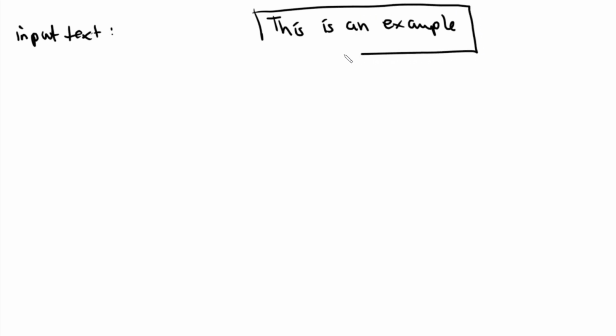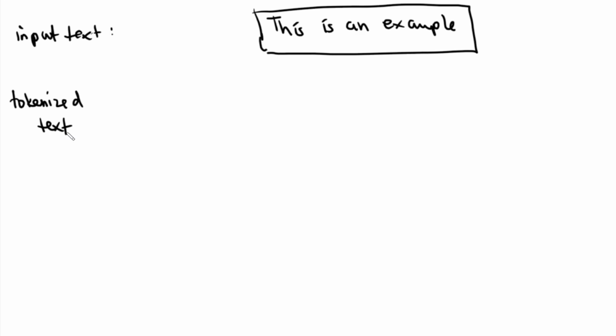Imagine we have input text. I'm trying to look for my pen that I used to write on my board. Okay, I found it. So imagine our input text says, "This is an example." That is our input text. What we're going to do is to tokenize it, to change it into tokenized text. And like we said, tokenizing is splitting your text into words or subwords.